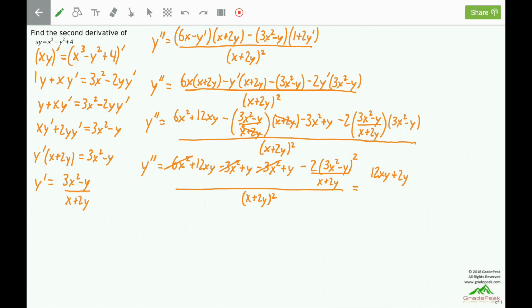What we will need to do is get a common denominator between those remaining terms and this fraction here. So I'm going to multiply this quantity by x plus 2y so that I can put this over x plus 2y, and it has the common denominator. I have minus 2 times the (3x squared minus y) squared over that same common denominator, the second term, which I'm leaving alone. And then the entire thing is over (x plus 2y) quantity squared.